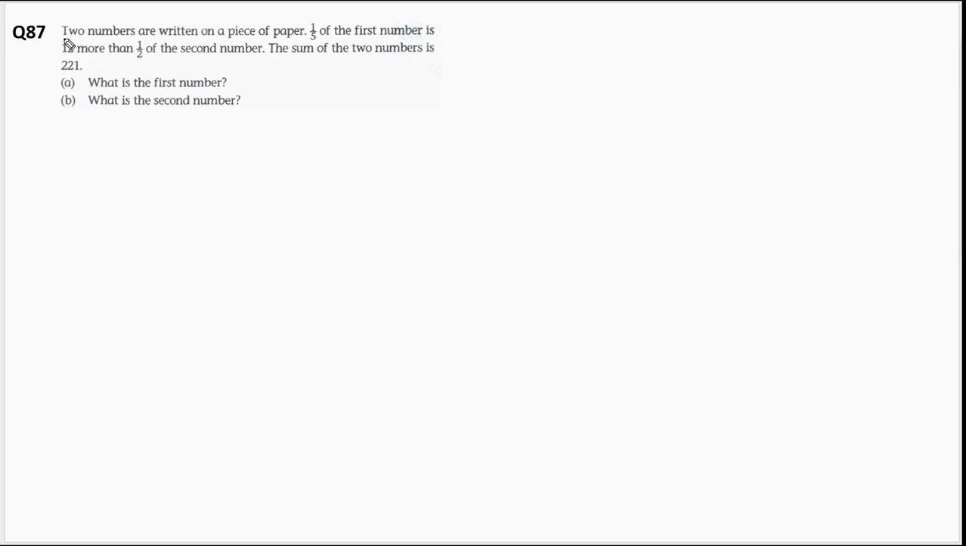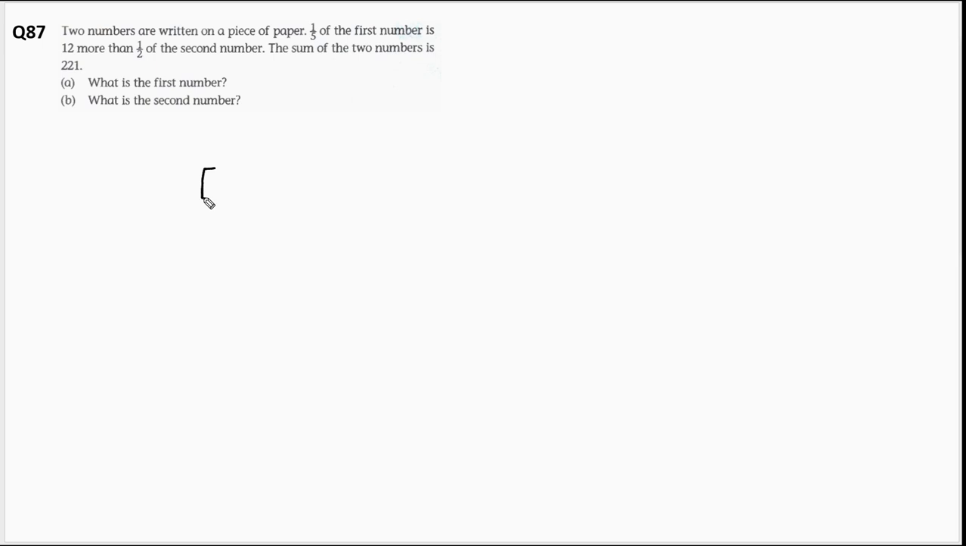But let's give this a go, and I think you'll find it's much easier than you think. So what's going on? We've got two numbers, first number and second number. And what I notice here is that a portion of the first number is being compared to a portion of the second number. I'm not going to worry about the fact that one is 1/5 of a number and one's 1/2 of a number. That doesn't matter when I start drawing. It's just that a portion of the first number is 12 more than a portion of the second number.